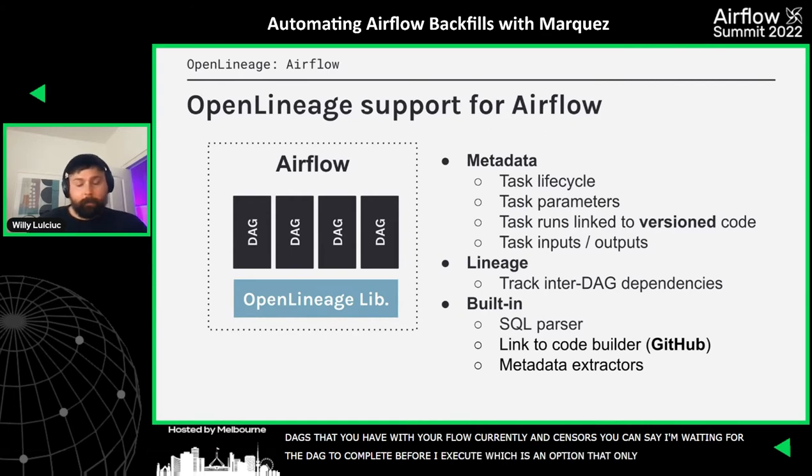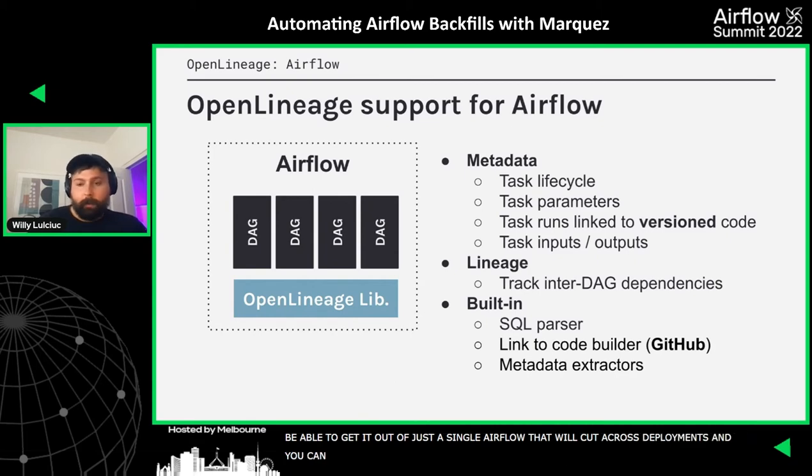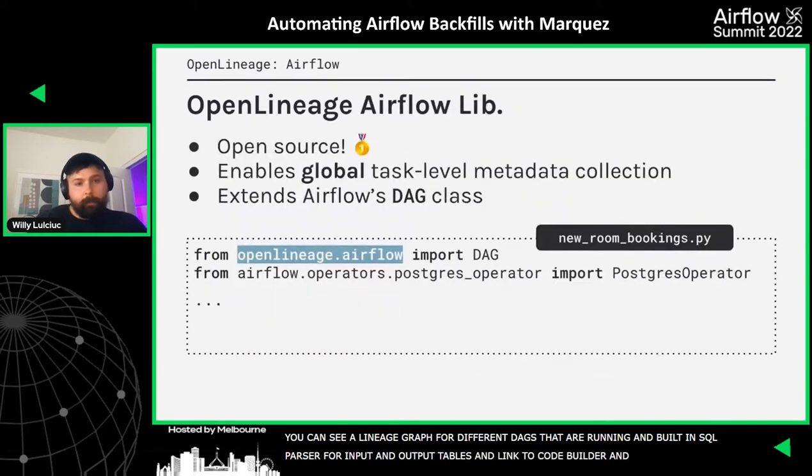What if you have multiple Airflow deployments and how do you establish the dependencies between the DAGs? Or maybe you just want visually to understand what DAGs you depend on. You won't be able to get that outside of just a single Airflow instance. So this will cut across deployments and you'll be able to then see the lineage graph for different DAGs that are running. And then there's a built-in SQL parser for input and output tables. You have a link to code builder and these metadata extractors, which I'll go into briefly.